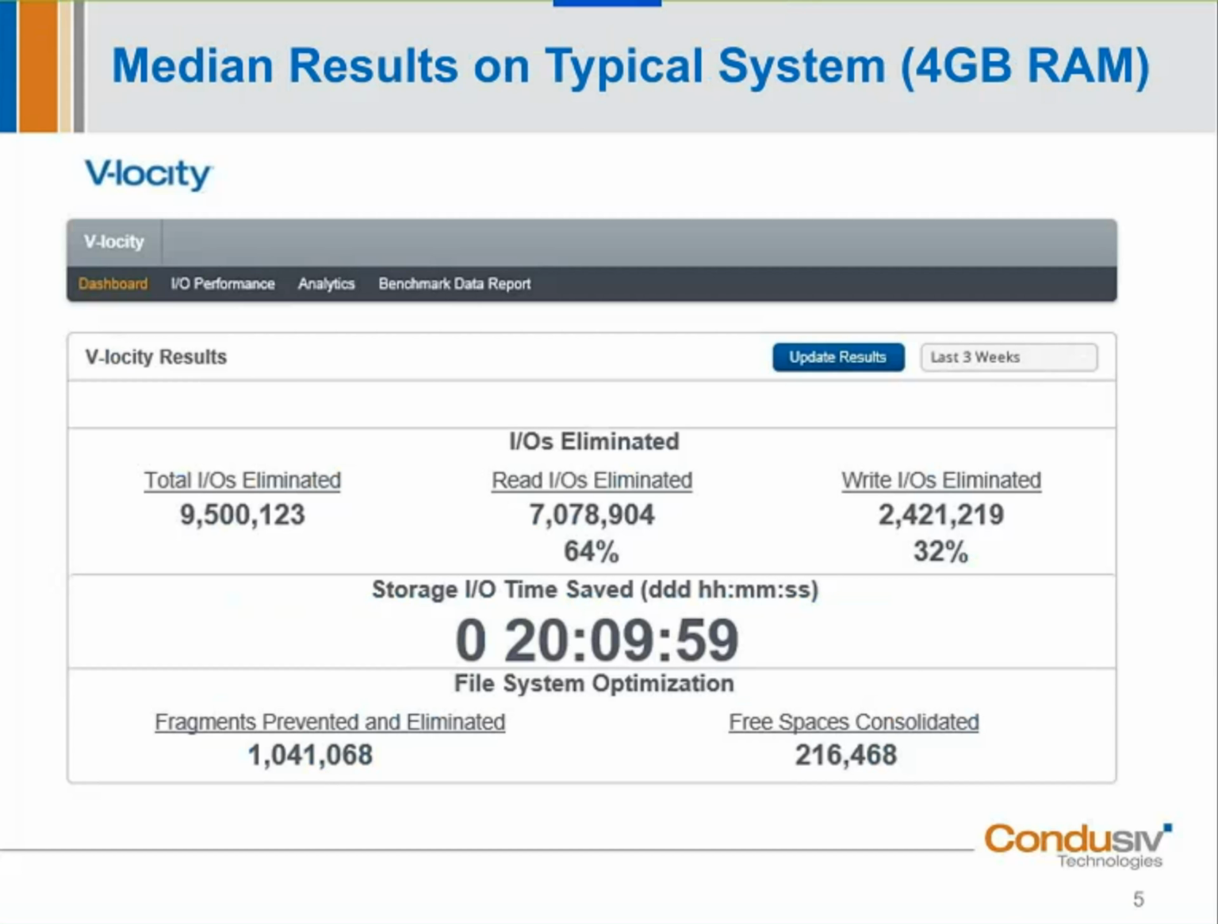However, V-locity itself comes with very transparent reporting that will show you exactly how much storage I/O traffic it's able to eliminate from the disk storage layer. You can see what percentage of the reads and writes are being eliminated, and it will show you how much storage time is being saved by the storage not having to process all of that eliminated I/O.